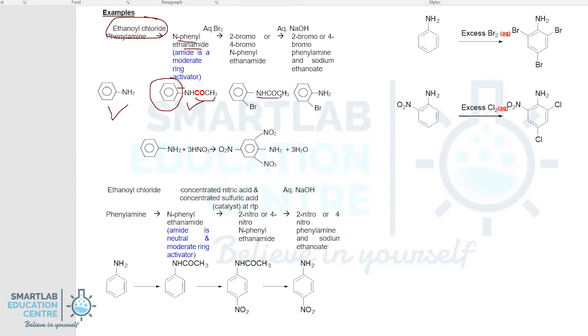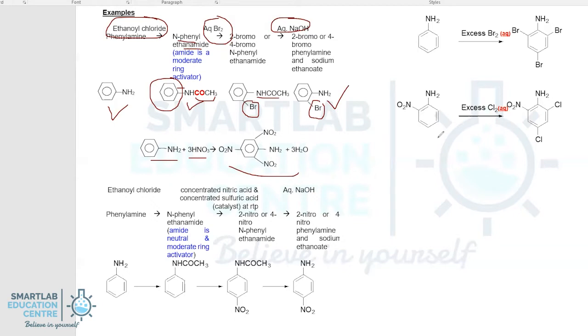Thereafter, with the amide group, and the amide group is a 2,4 director, you'll find that you can then add your aqueous bromine, where you will get bromination, and thereafter you can do alkaline hydrolysis to then produce this compound. This is the step that you will follow to get only a mono bromination. If, for example, you decided to put conc. nitric acid together with phenylamine, you will get full nitration.